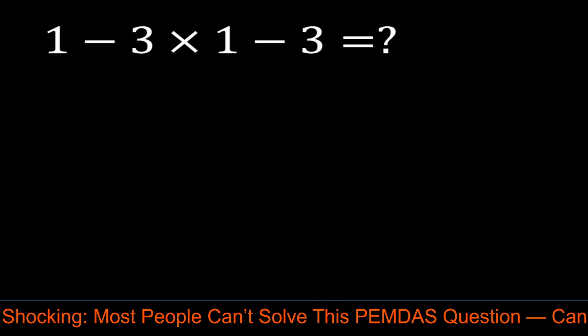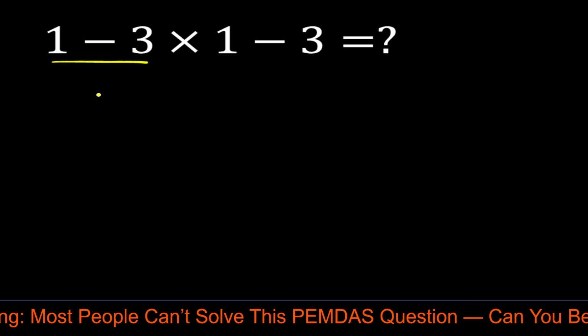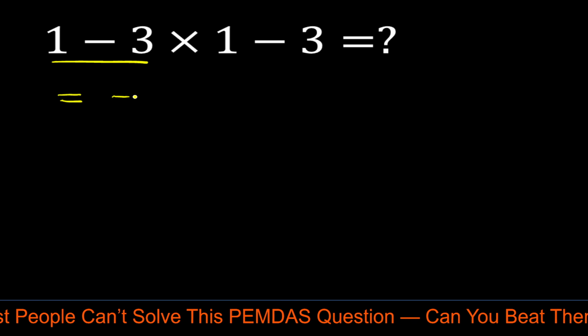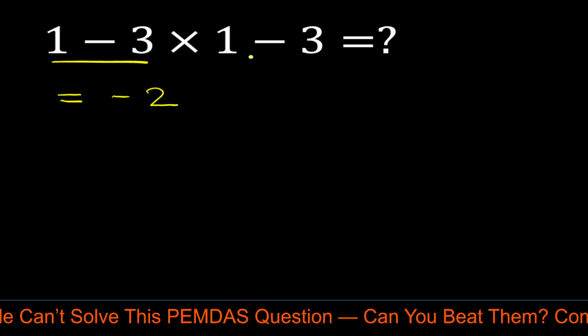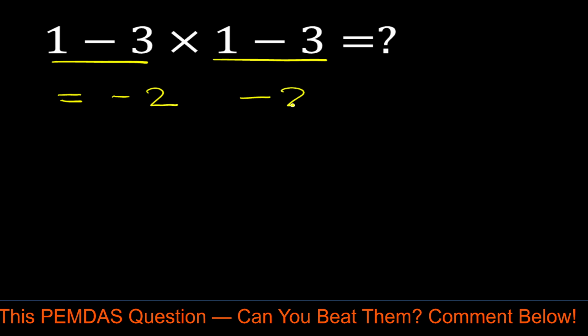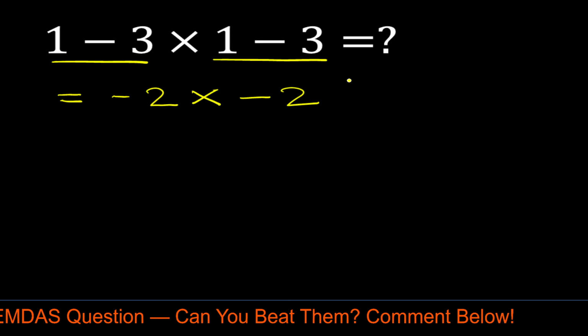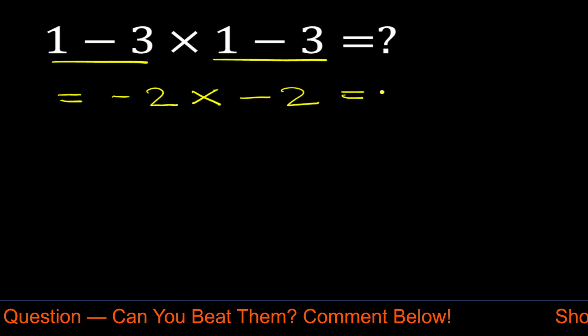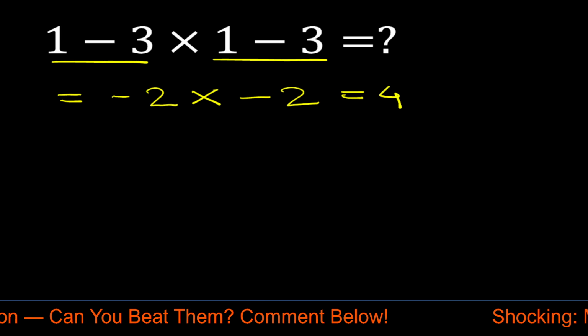So 1 minus 3. So 1 minus 3 is equal to minus 2, right? Then again 1 minus 3. So 1 minus 3 is equal to also minus 2. Now minus 2 times minus 2. So minus 2 times minus 2 is equal to 4.